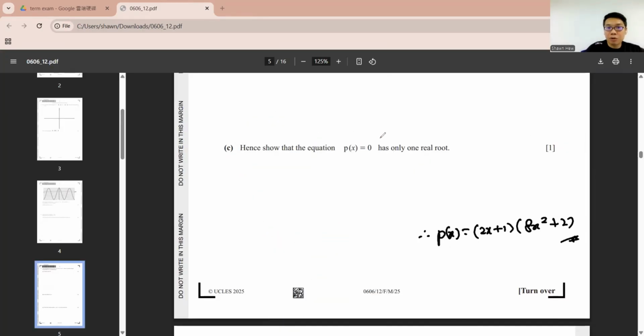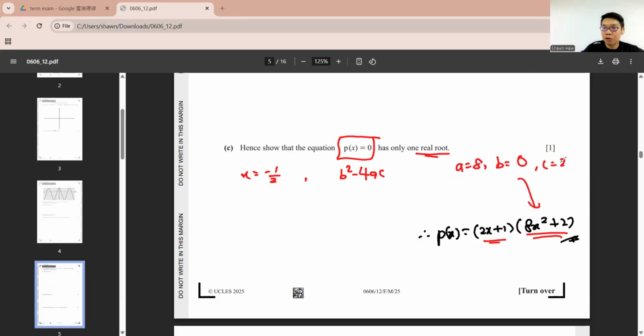After this, they ask us to show that this thing has only one real root. So we know from here, x equals negative 1 over 2. And then for this part, we need to prove that it doesn't have any real roots. Then how? We just use b squared minus 4ac. Under the quadratic chapter, we know a is 8, b is 0, c is 2. Negative 64 is less than 0, so no real root here.